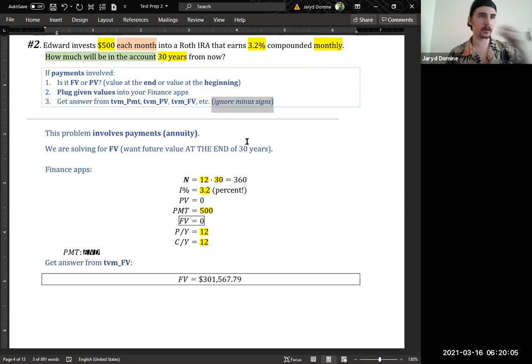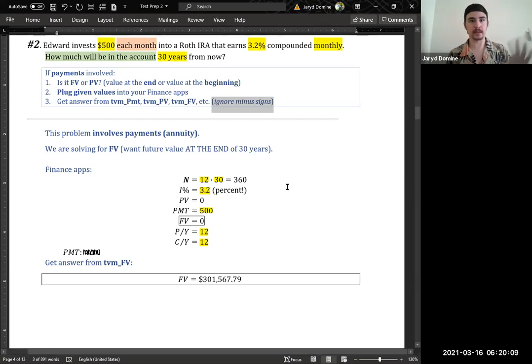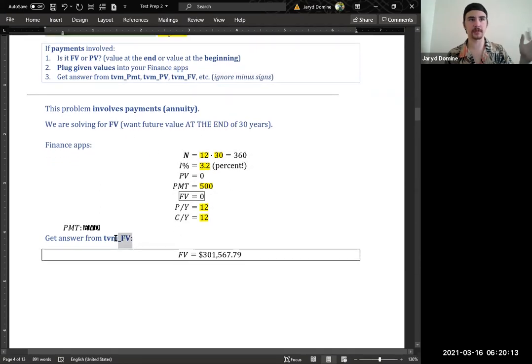Okay. And if y'all want a more thorough explanation, I can do that at the end. But anyway, put it all into your calculator. Is it PV or FV? Solve for what you're looking for. So once you know how to do this, it'll be very quick.